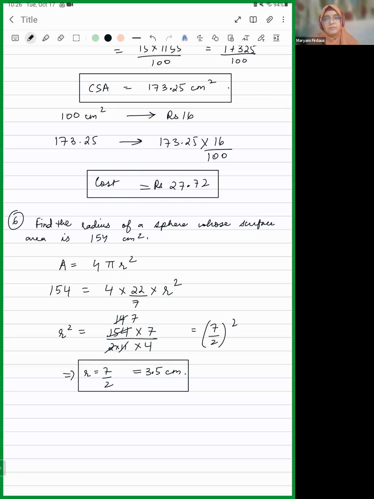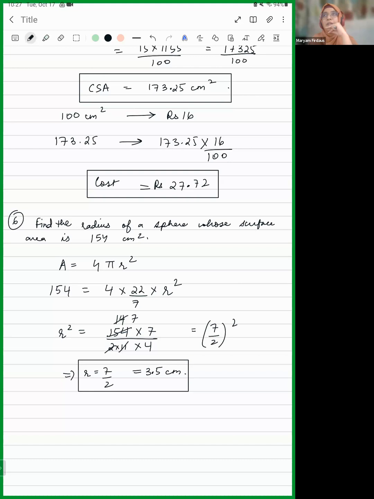Ma'am, 539 by 44 is r square. So now the root of r square will be 539 by 44. Is there some calculation error? Okay, ma'am, I'll just check again. No, there is no calculation error, Preshita.